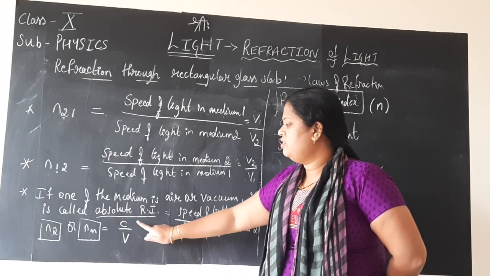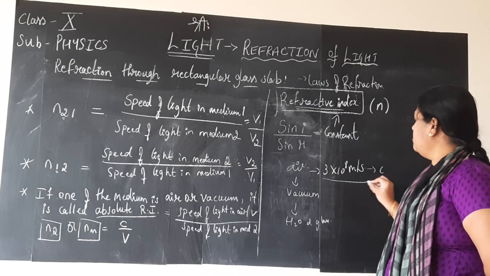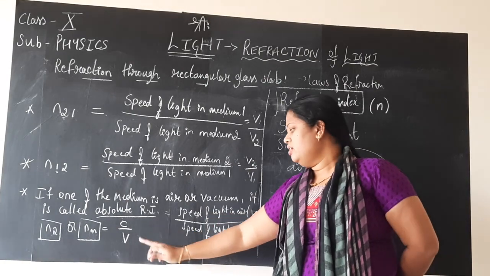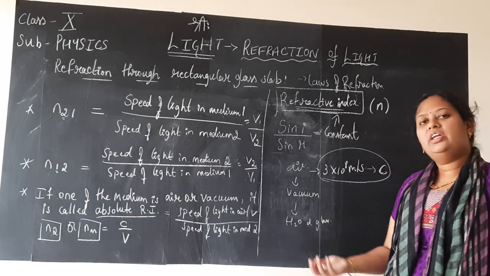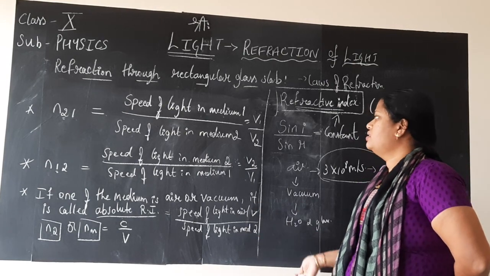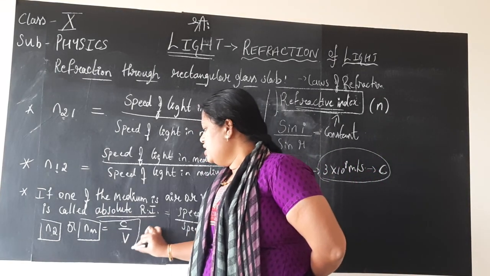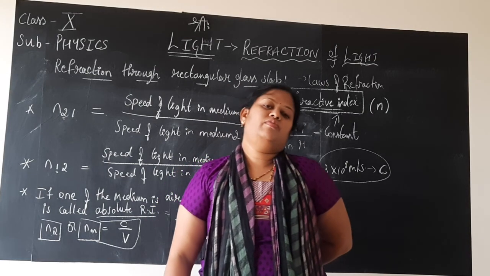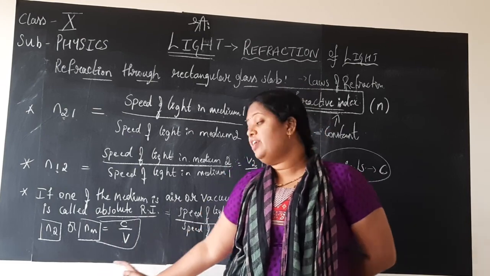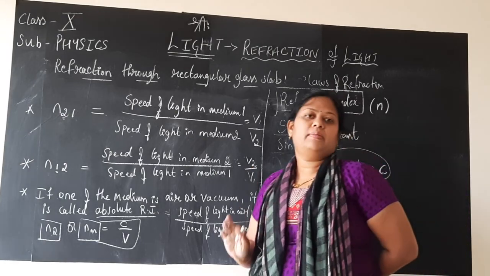It is equal to c by v. Why c? Because in the numerator we have speed of light in air or vacuum. Air or vacuum has a speed of 3 into 10 power 8 meter per second, which is represented by letter c. So c divided by speed of light in medium 2. Medium 2 we are not sure, it can be anything other than air or vacuum, maybe water or maybe glass. So it is generally represented by v. n is equal to c by v. This is one more important formula which you will have to remember to solve the problems, children. And one more thing, the refractive index is a constant and it has no unit. It has no unit. Please keep it in mind.